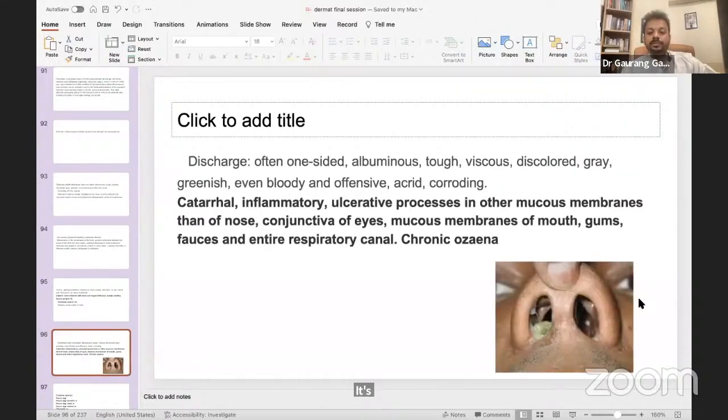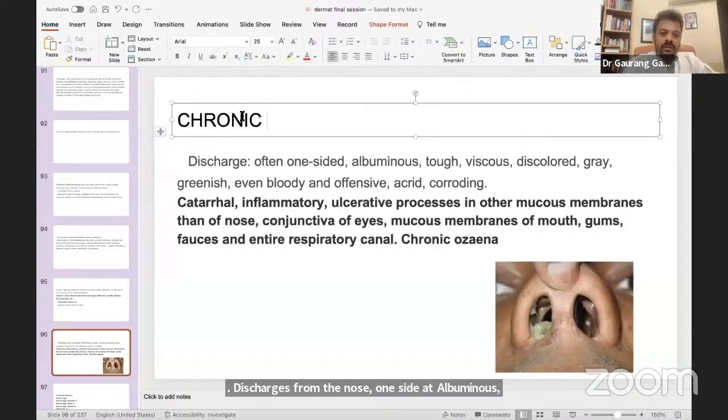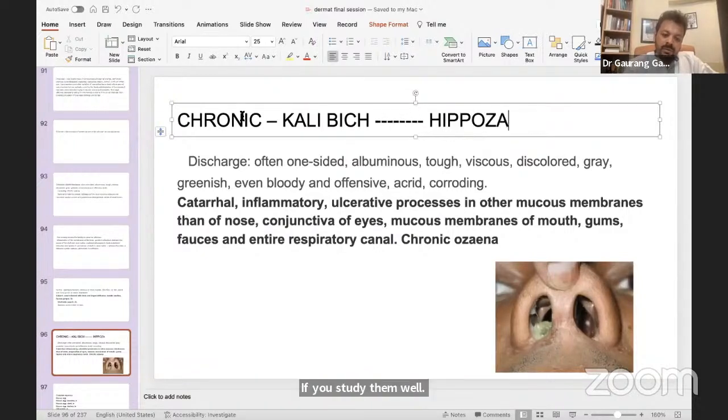You can see here. Discharges from the nose, one-sided, albuminous, tough, vicious discharges. So many chronic cases where you're giving Kali bichromicum, if you study them well, they may turn out to be Hippozaninum.